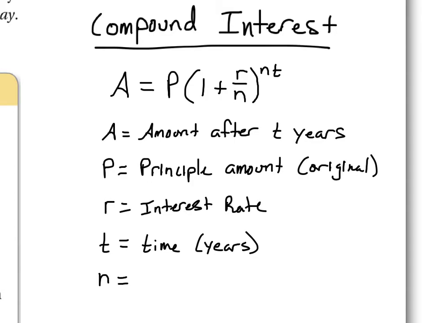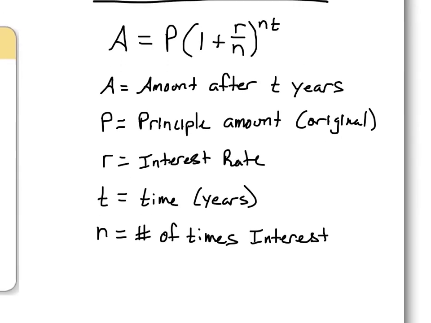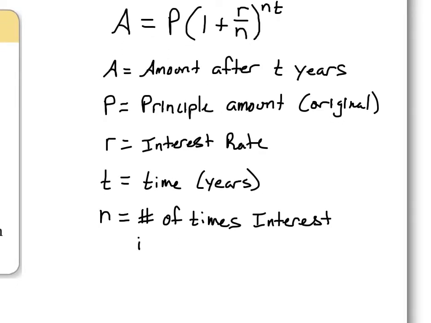And the new part to this formula is now the N. N represents the number of times interest is calculated per year. And by calculated, they call that a lot of times compounded.